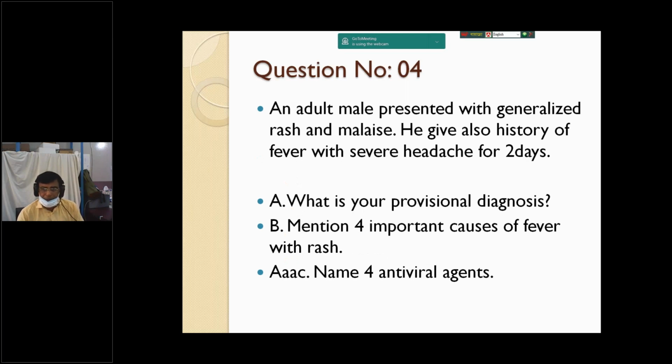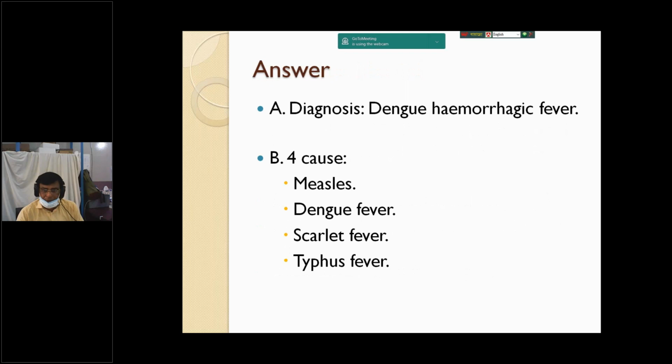There is some printing mistake. Generalized rash with malaise, not, it is melena. So we can make a diagnosis of dengue hemorrhagic fever. Generalized rash with melena, and he gave also history of fever with severe headache for 2 days. And then our diagnosis is dengue hemorrhagic fever.